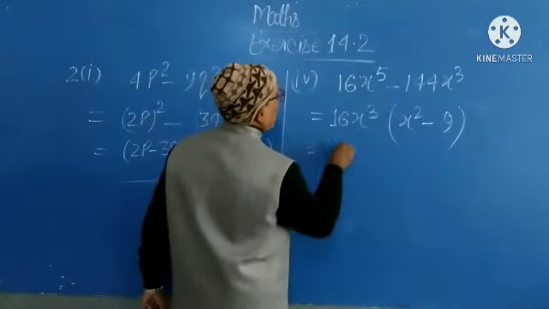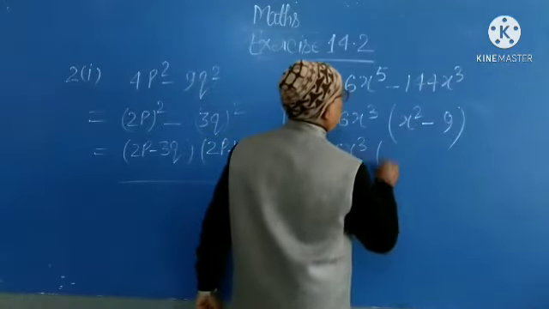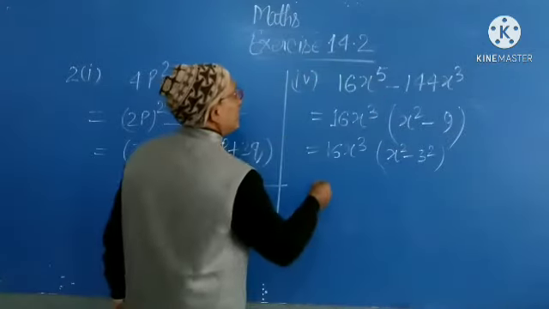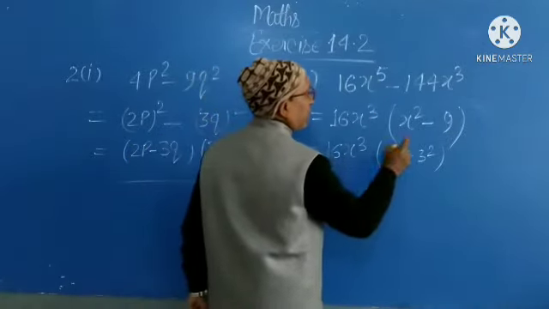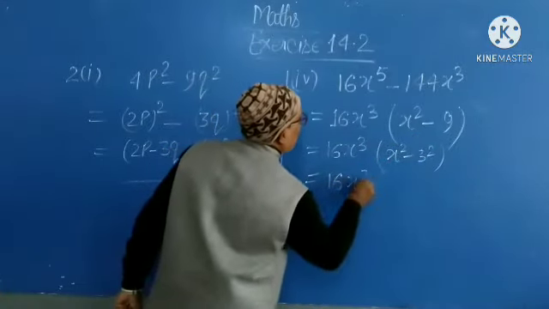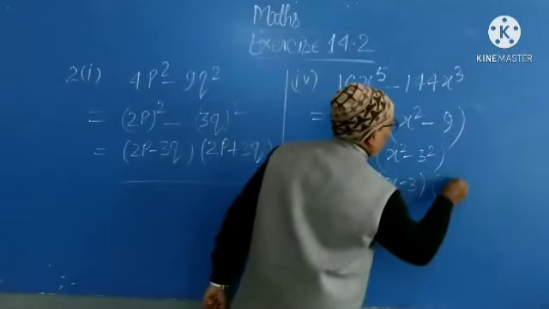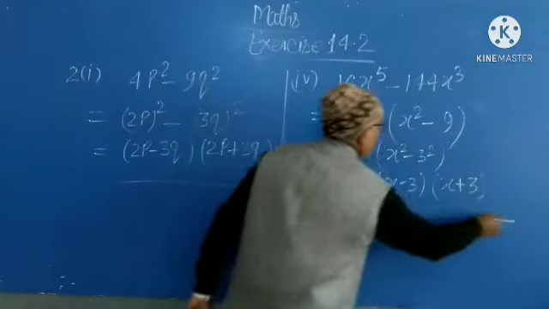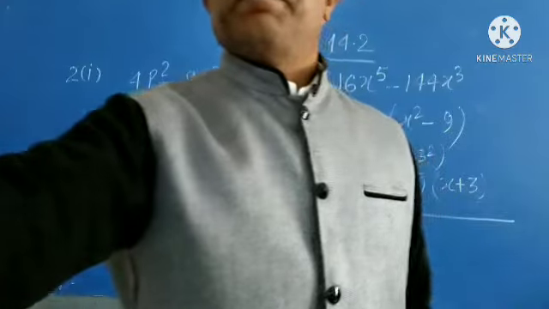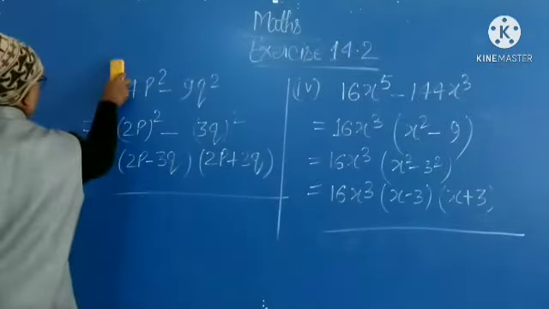Then you write 12x cube in the bracket, you write x square minus 3 square. Then you use identity a square minus b square. Here you get 12x cube in the first bracket, x minus 3, in the second bracket, x plus 3. This is the factorization of the given expression. Question number 2, 8th part.